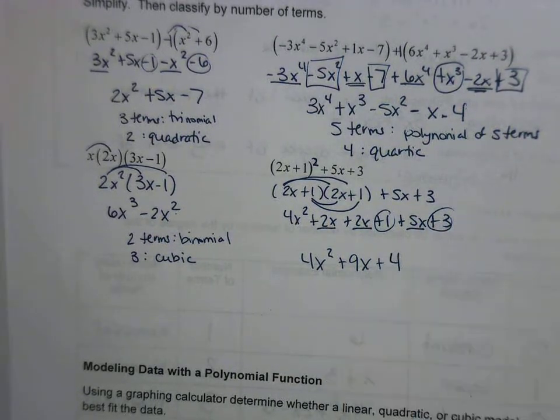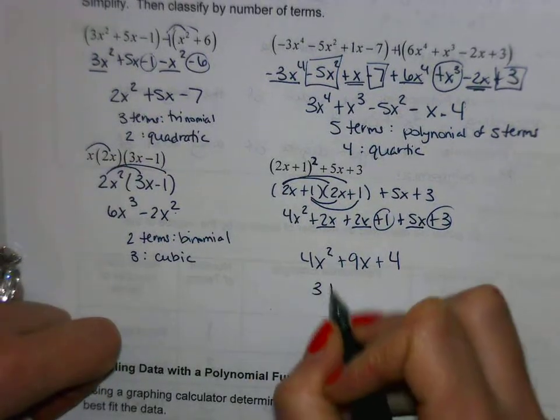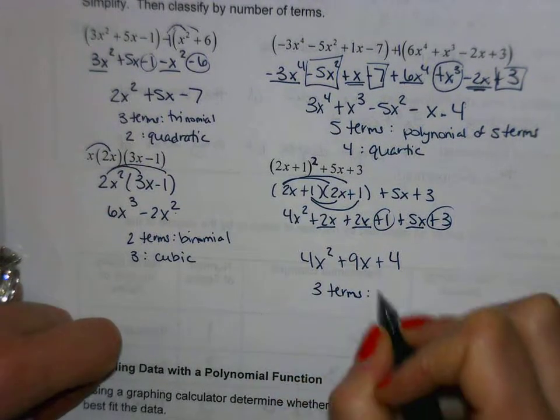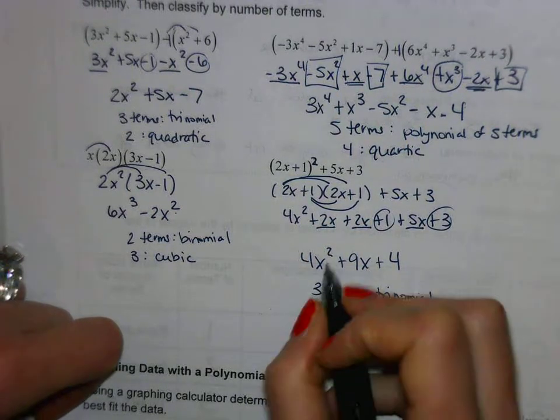So we have 1, 2, 3 terms. So it's a trinomial. And our highest degree is 2. So we're working with a quadratic.